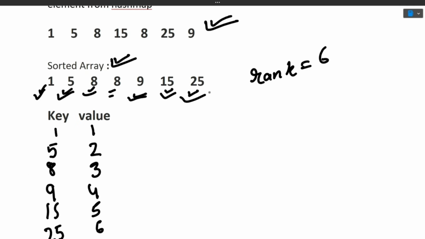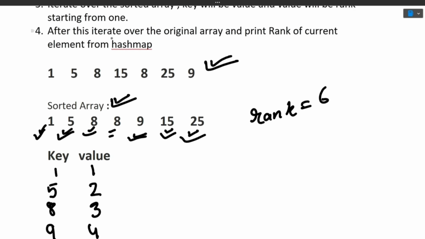Now, once our hash map is filled, after this iteration is over, we iterate over the original array and print the rank of the current element from the hash map. We have sorted the array, but once the hash map is filled, we will have to iterate over the original array, so that for every element we can print the actual rank. Okay, not the sorted ranks but the actual rank.